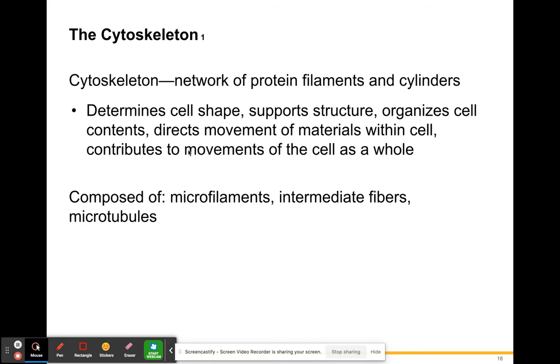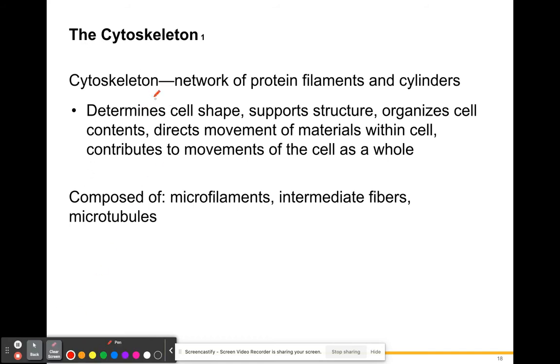Now we're going to go inside the cell. So we've dealt with the membrane and extensions of the membrane. Now we want to go deeper inside of the cell. When you go inside the cell, there is a framework of fibers that helps to keep the cell from deflating or imploding on itself. And that's called the cytoskeleton.